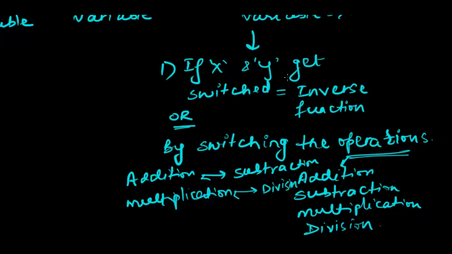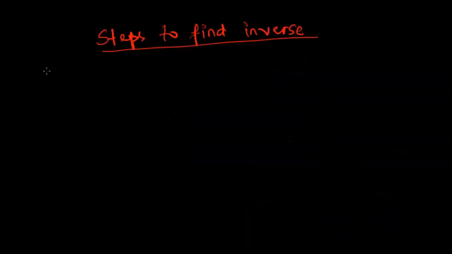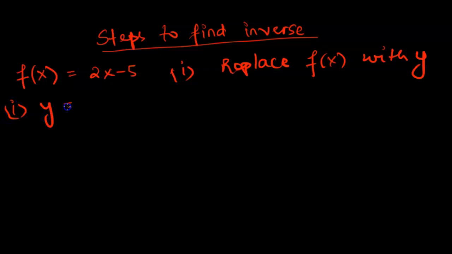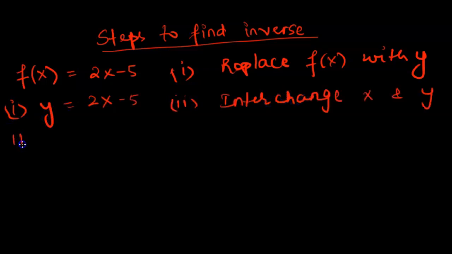Although all of this seems very complicated, we have very simple steps to follow in order to find the inverse of a function. Let's go over the steps and understand them using the example f(x) = 2x - 5. So our first step is to replace f(x) with y. So we're going to do the first step here. We'll be replacing f(x) with y. Second step is to interchange x and y. We'll do the second step here. This is how we interchange x and y.